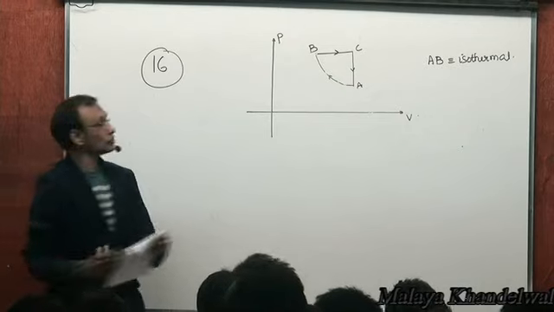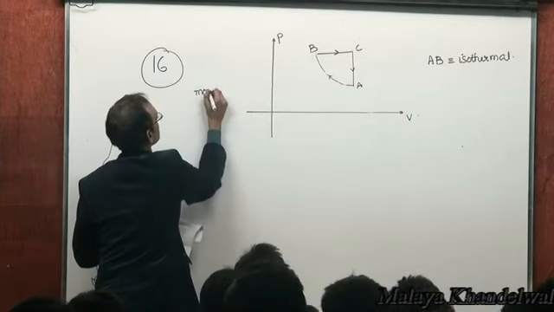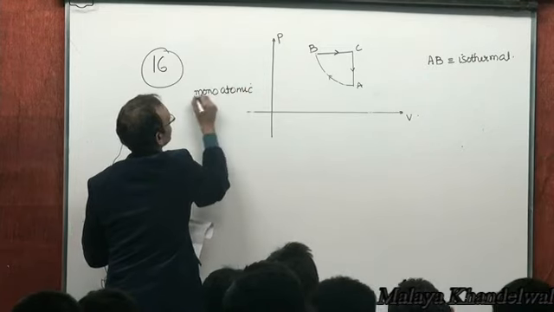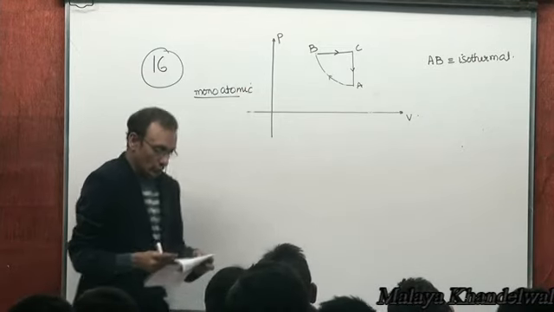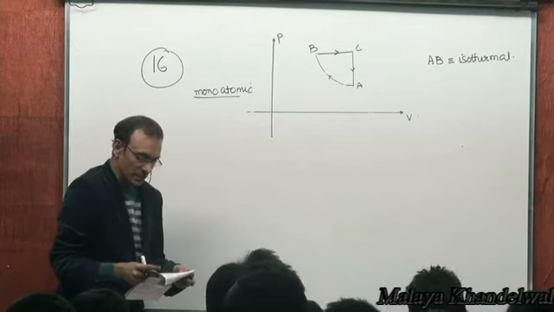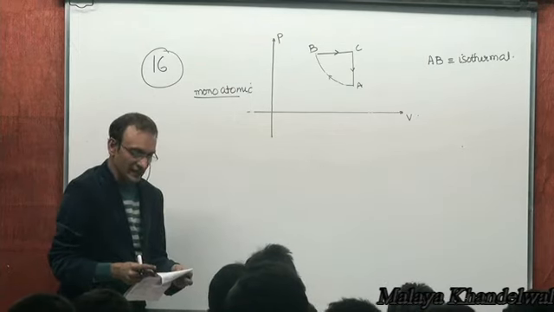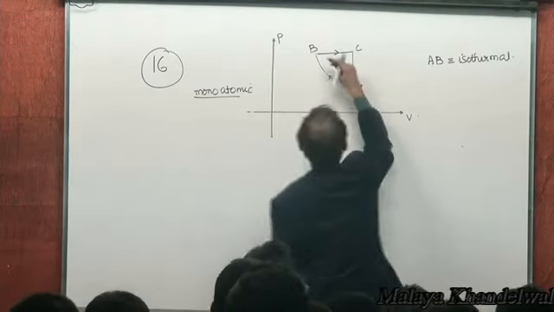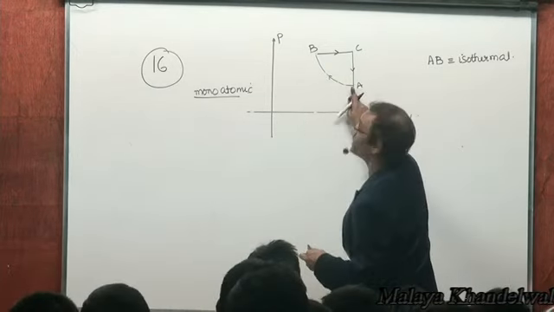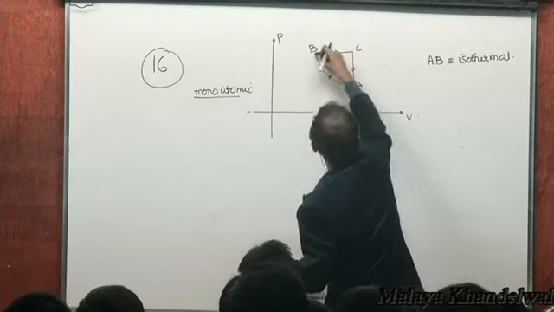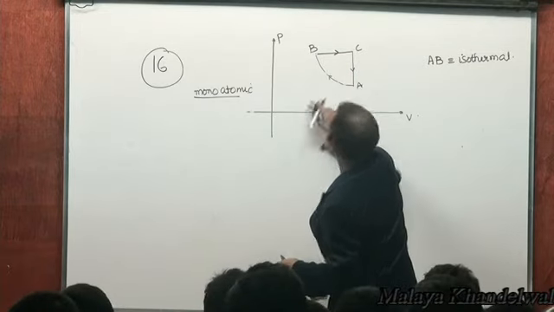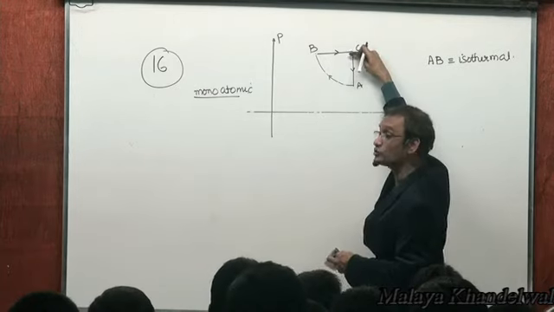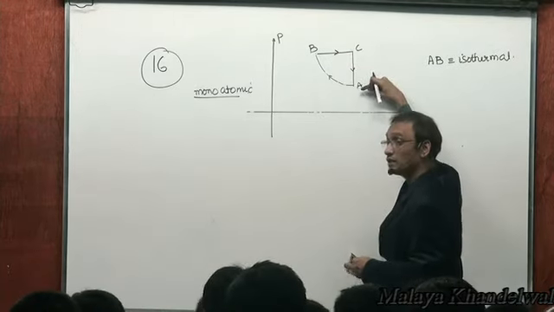Now, worked option A. So this is all a monoatomic gas, cycle on a monoatomic gas. Work done by the gas in process AB is more than that in BC. No. Area under BC is more than the area under AB. See, the area of this rectangle under BC is more than the area under AB. So work done from B to C is more than the work done from A to B.